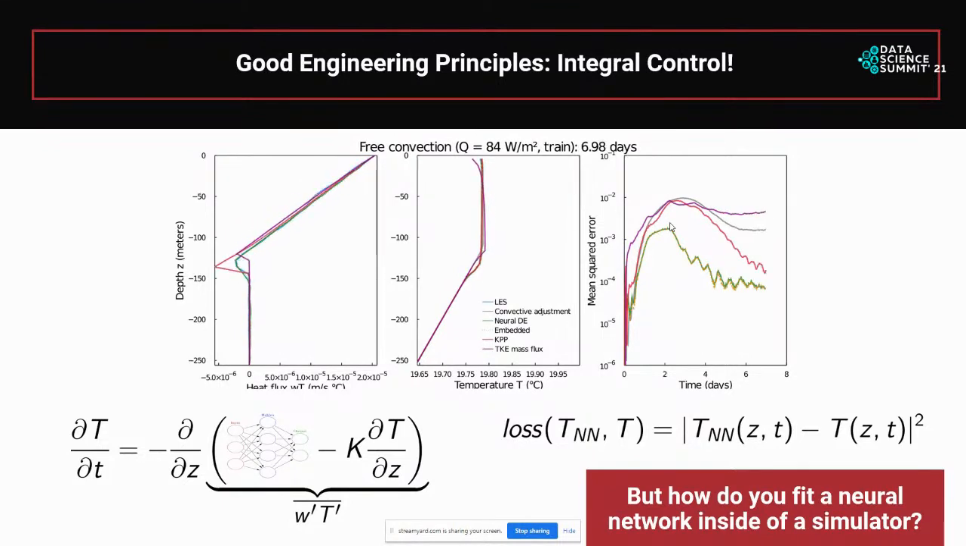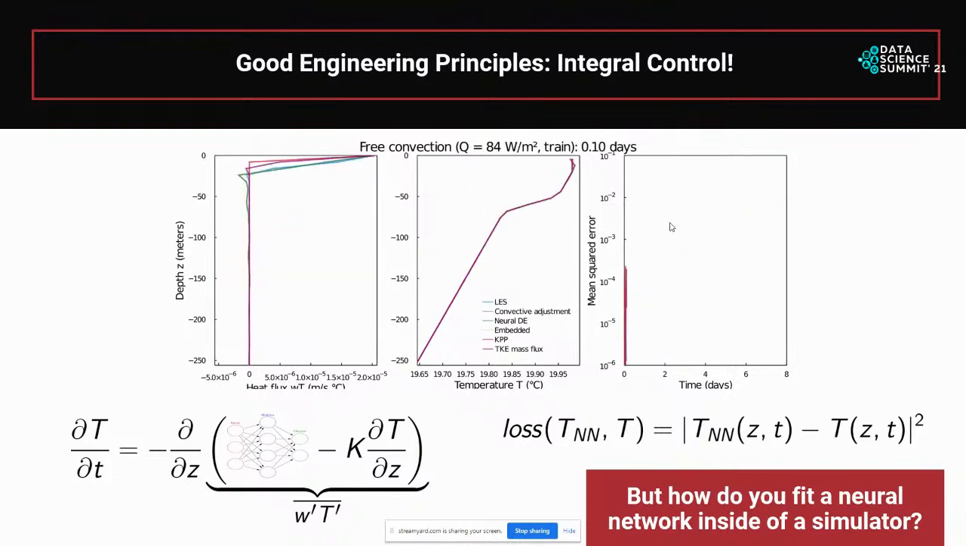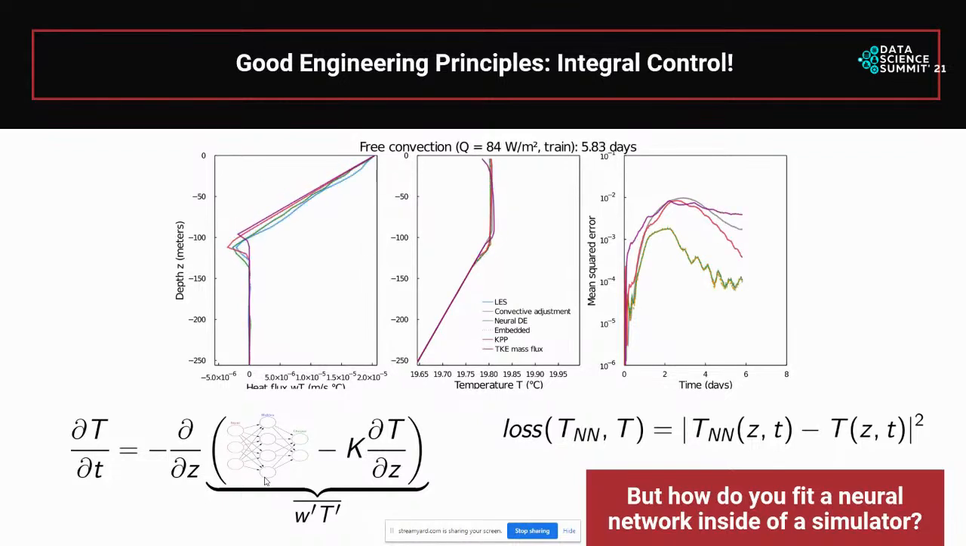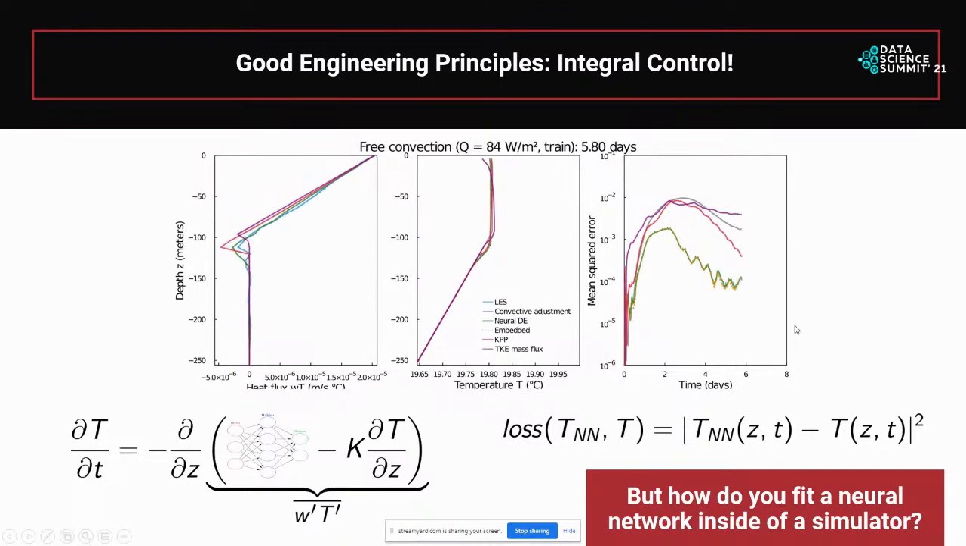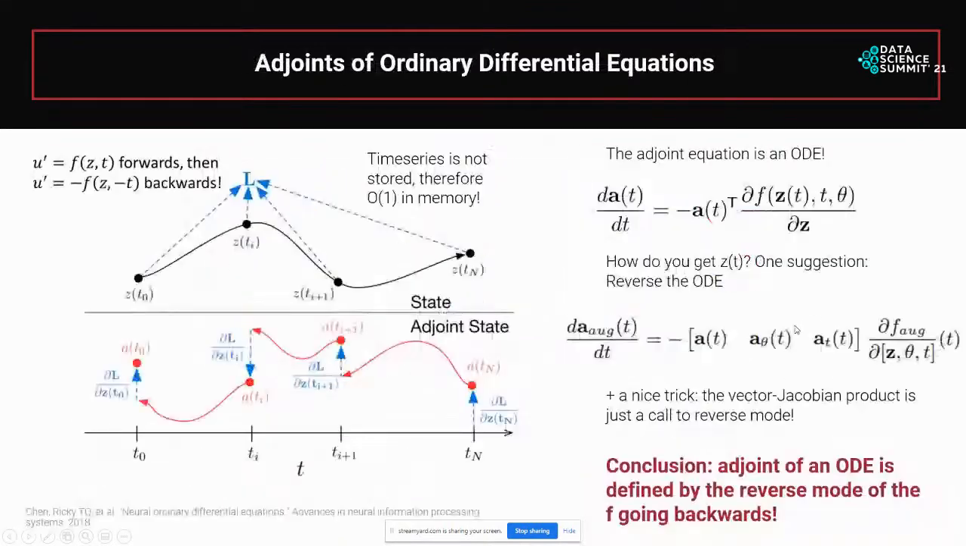Now, this raises a question that I glossed over before. We have a neural network, but we're not training it on its own. This is not a training problem like you do with standard PyTorch or TensorFlow. This is a neural network inside of a whole ocean model or climate model that you're then training within the context of the climate model. Your training data is the results of running the model itself. So how do you actually fit a neural network inside of a simulator? That's a question we can't gloss over anymore.